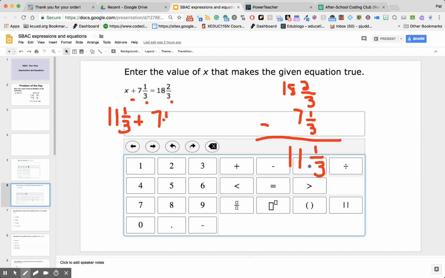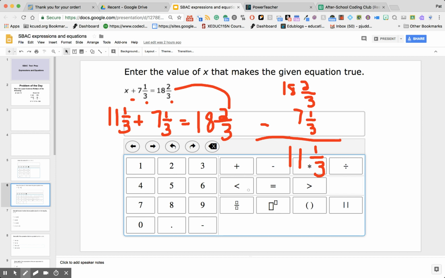So I'm going to plug this back in. So I'm going to look at 11 plus 7 is 18. I'm adding my numerators. 1 plus 1 is 2. My denominator stays the same. 18 2/3, and that's exactly what I had in my original equation. So I know that my answer is correct.